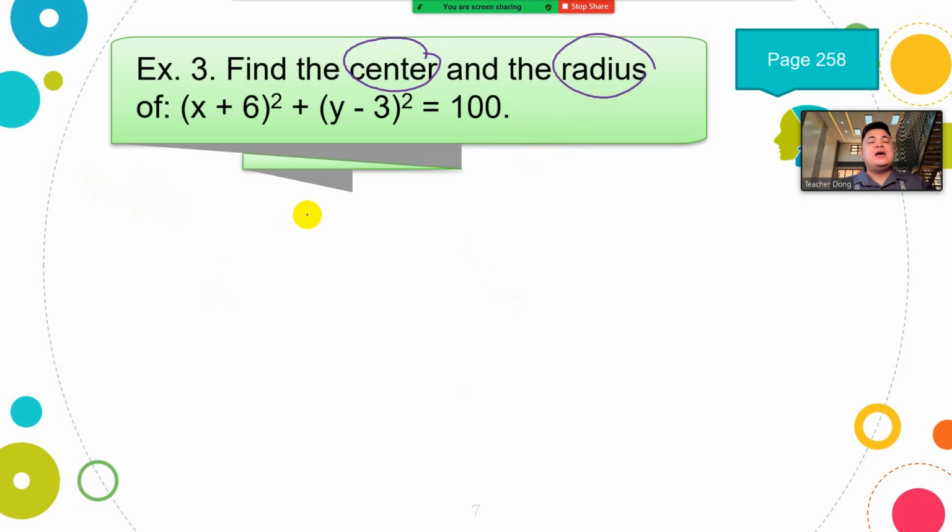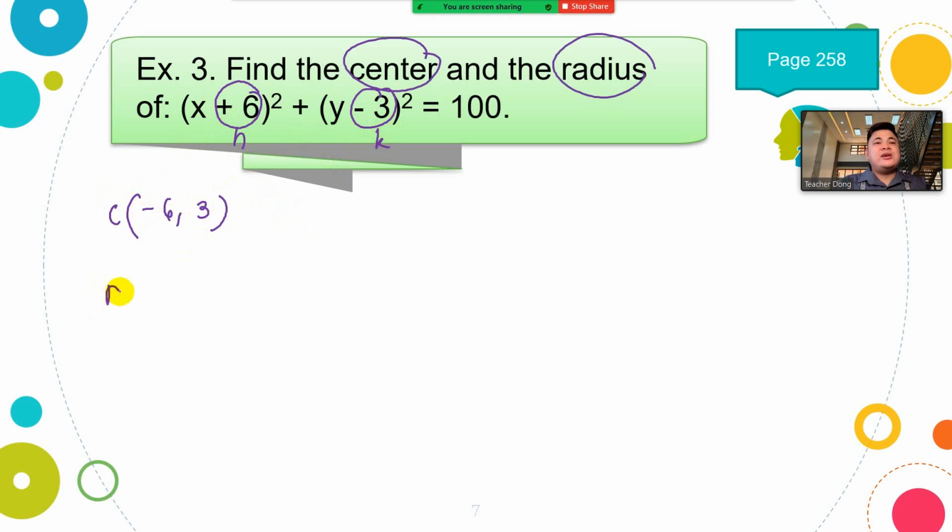What are we going to do now? Okay, so to get the center, just remember that get the opposite of positive 6 and get the opposite of negative 3. This will serve as your h, the 6, and then this one is your k. So your center now is opposite of positive 6 is negative 6, and opposite of negative 3 is positive 3.